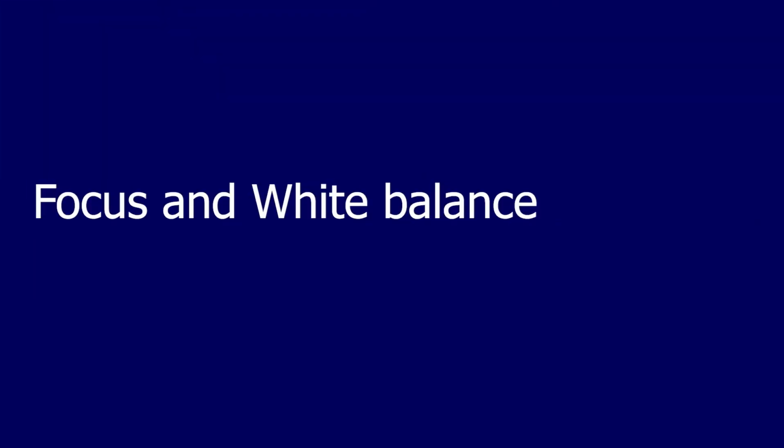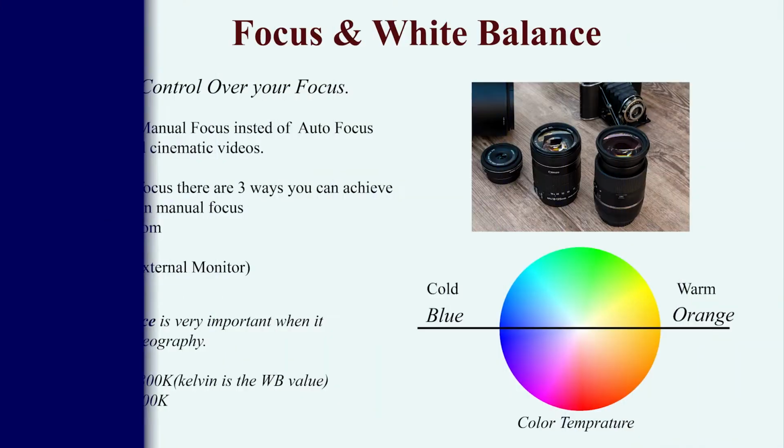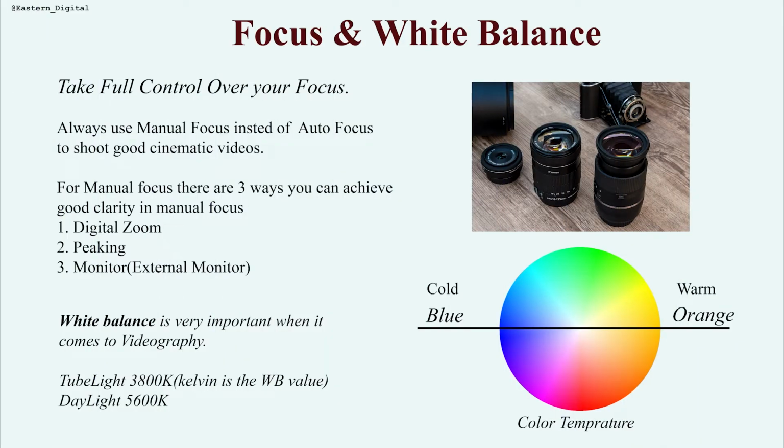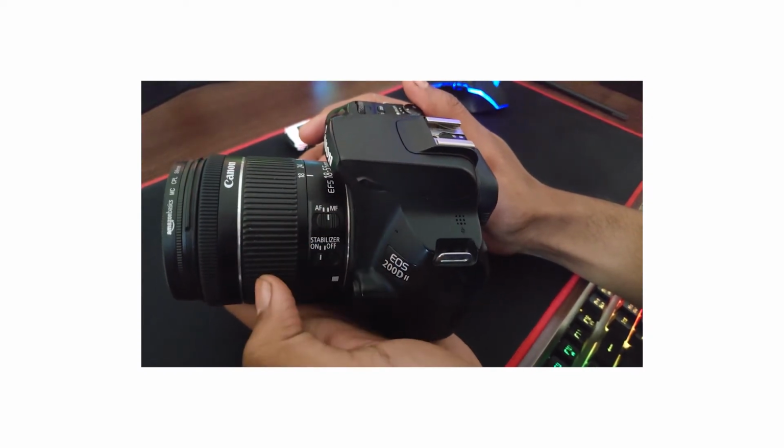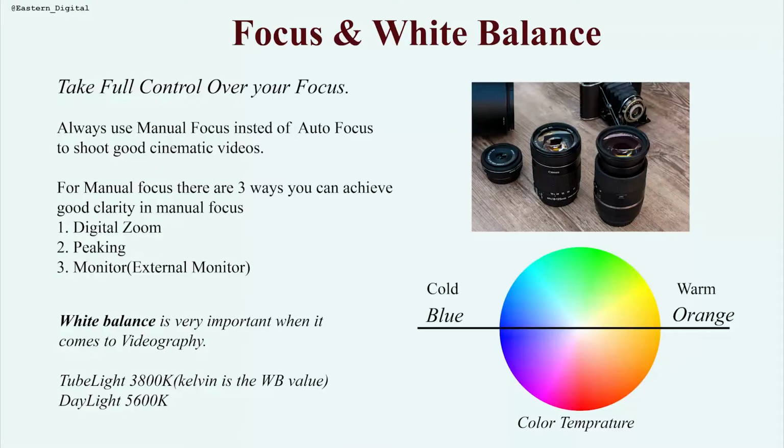Hi everyone, in this video we'll learn about focus and white balance. Most digital cameras nowadays have an autofocus system. There are dual pixel autofocus, eye autofocus, and different kinds of autofocus systems. But if you want to take good cinematic shots, then you need to master manual focus. The more control you have on your camera, the better footage you can take.